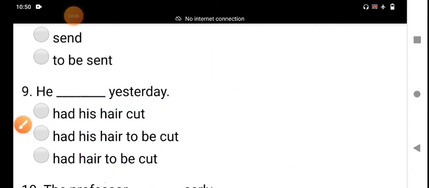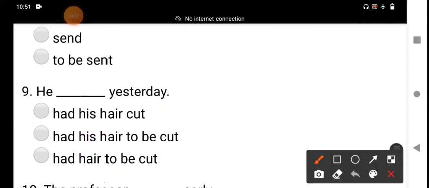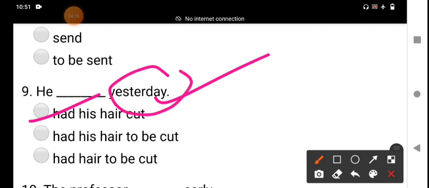This is the ninth one. The right answer is: have is a causative verb. Past tense of have is had. He had his haircut yesterday. It is a completed action at a particular time, and yesterday is the adverb of time. That is the right answer, my dear students.